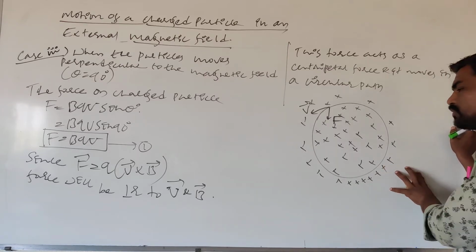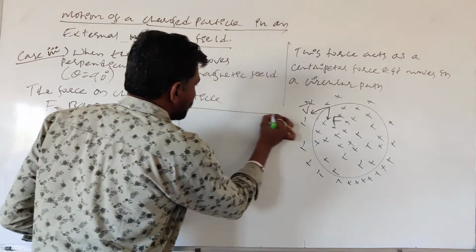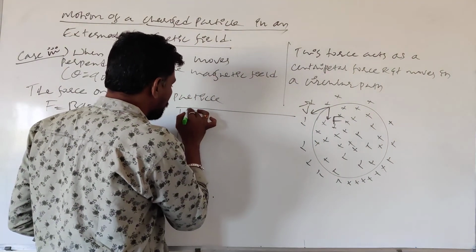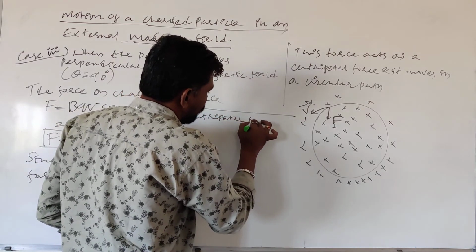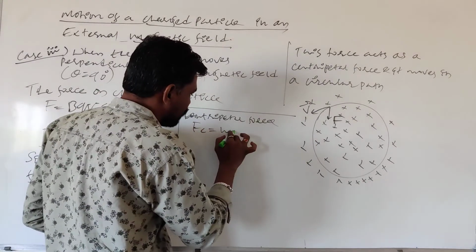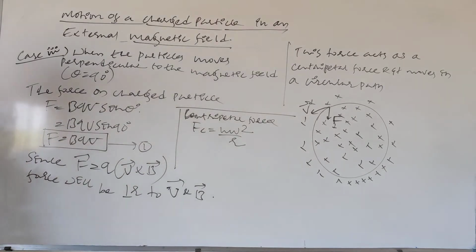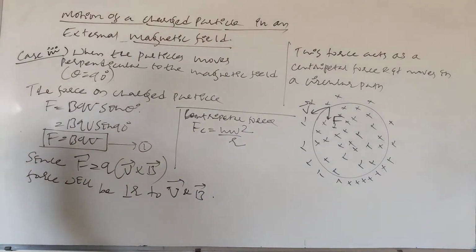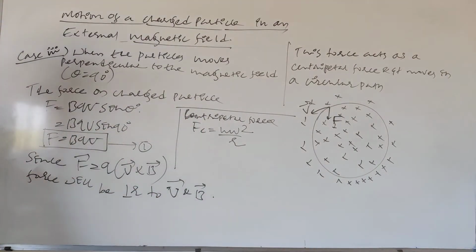So it moves in a circular path, so what is our centripetal force here? Our centripetal force Fc is equal to mv square by r, right? So there is a radius also. Then this force, number 1, and the centripetal force become equal.